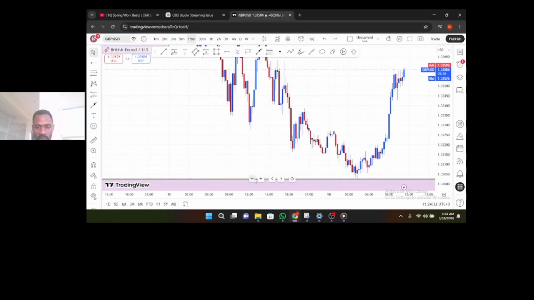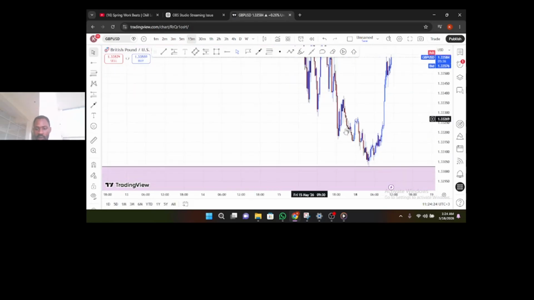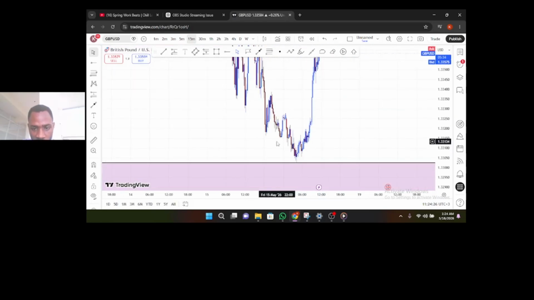Let me zoom out a little bit. So you can see we had that tap. So if you waited for conservative entries, low here. This goes right here. These are just inducements. We had this. This is break of structure to the downside.